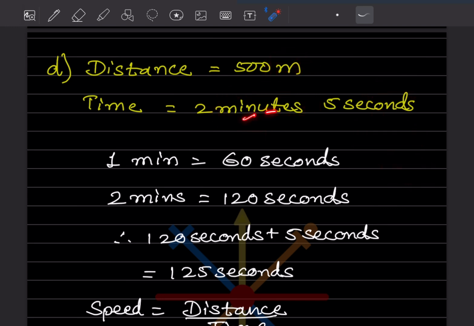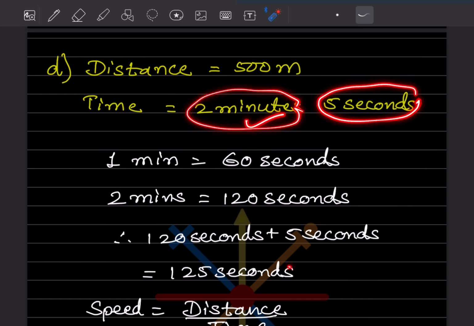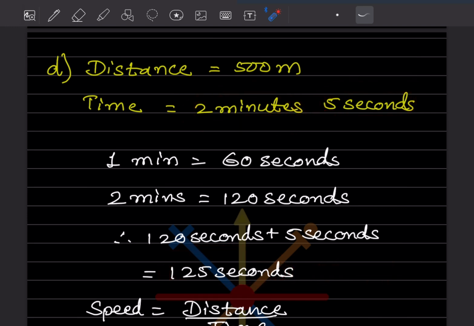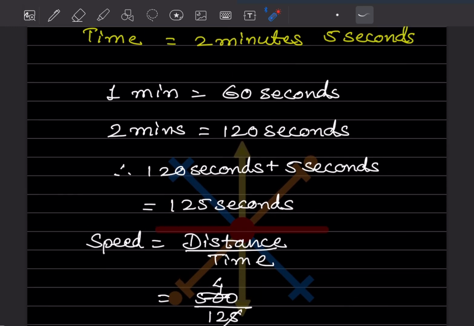So now let us see for this part first. 1 minute is 60 seconds, so 2 minutes is going to be 120 seconds. So this 120 seconds for the 2 minutes, and this 5 seconds, that is going to be 125 seconds. So this is clear. If this is clear, other things are very easy, you have to just use the formula.